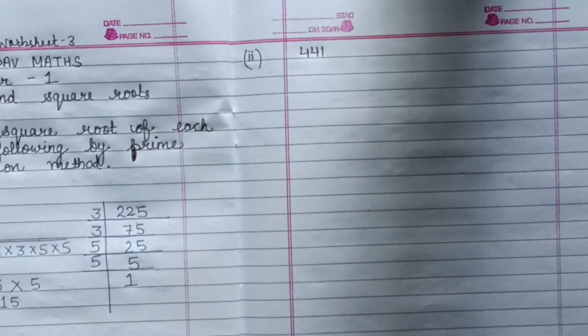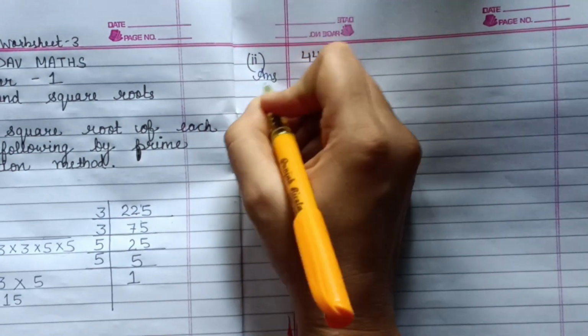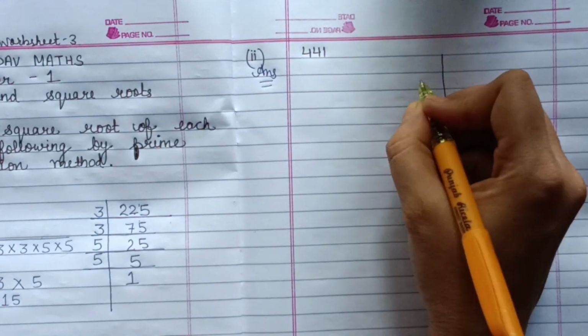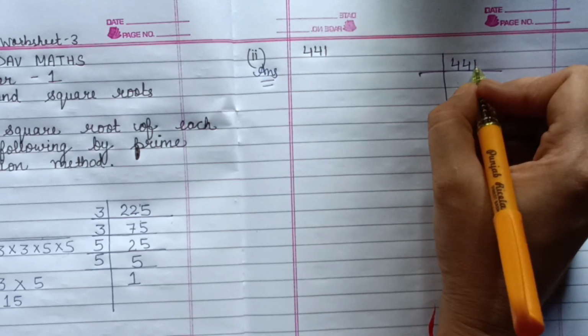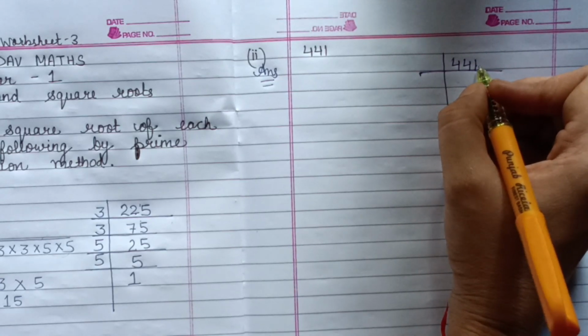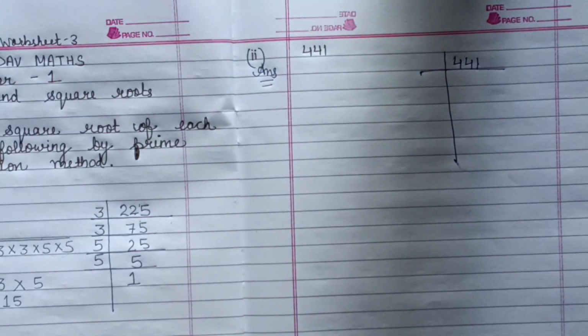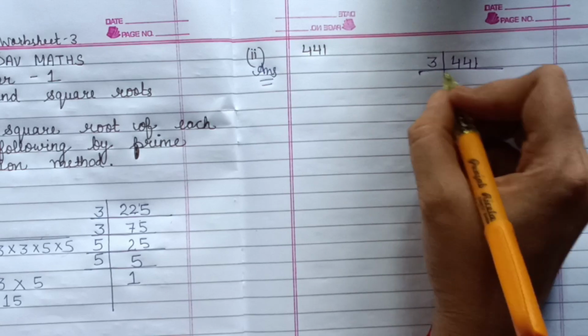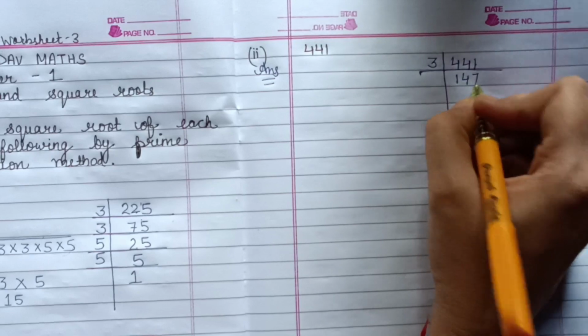Now our second part is 441, and this is also similar to the first part. In this also we have to find the square root of 441 by prime factorization method. So let's do it. Here the end of 441 is an odd number, so it is not divisible by 2. Then move to the next number, that is 3. 4 plus 4 is equal to 8 and 8 plus 1 is equal to 9. 9 is divisible by 3. Here I write 3. 3 ones are 3, 3 fours are 12 and 3 sevens are 21.